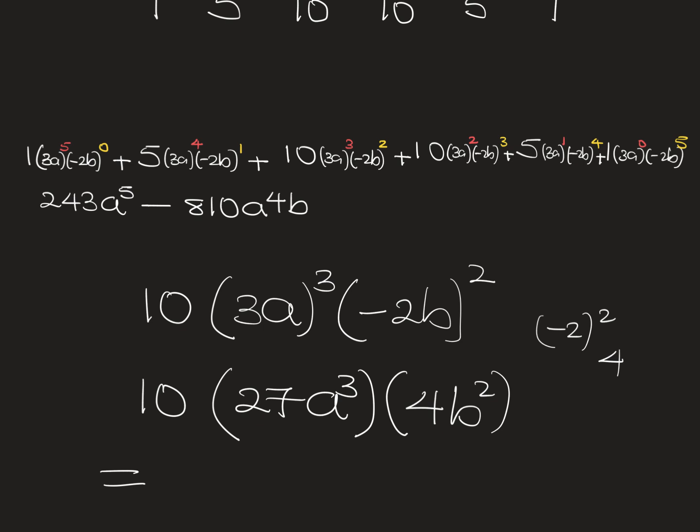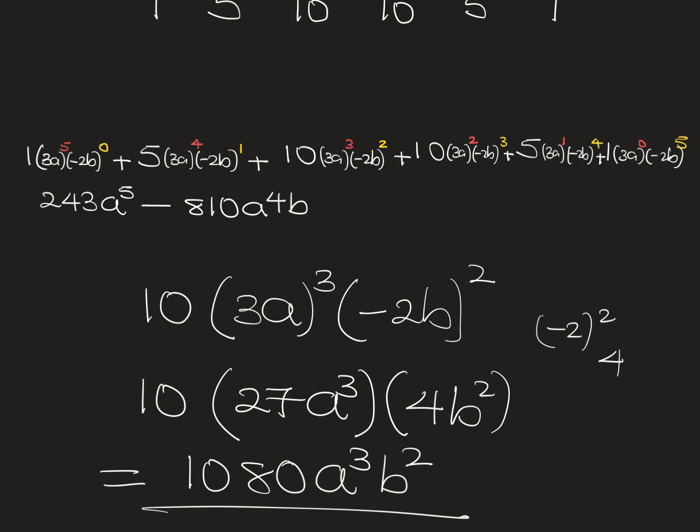What will that give us? 10 times 27 times 4 is 1080 a to the power 3 b to the power 2. Okay, so it's a positive value, so that will be plus 1080 a to the power 3 b to the power 2.